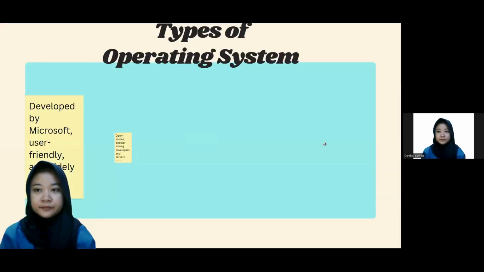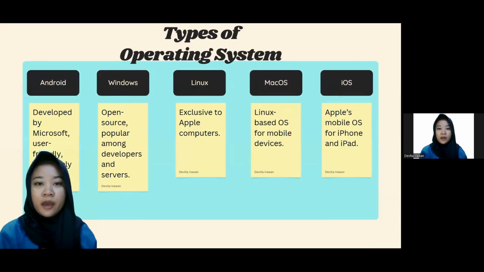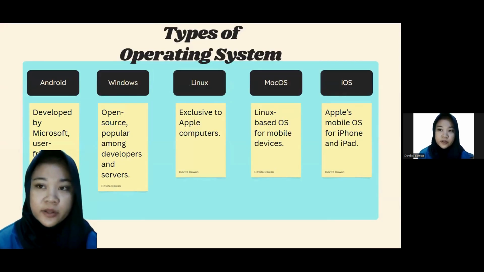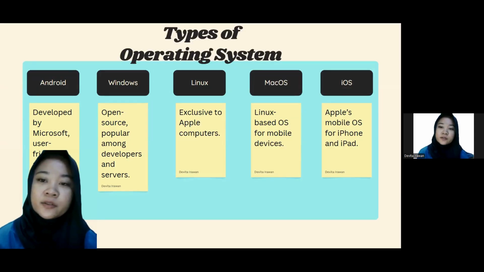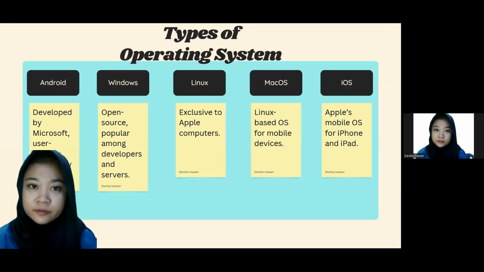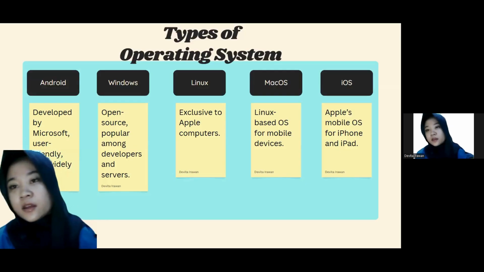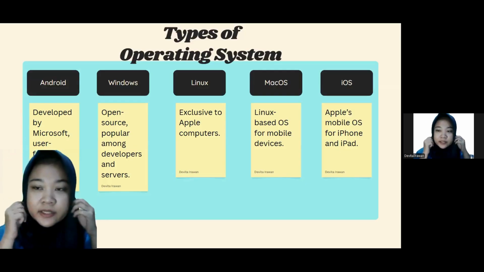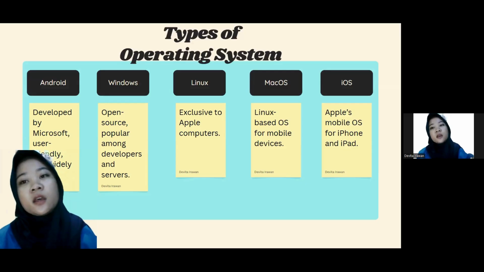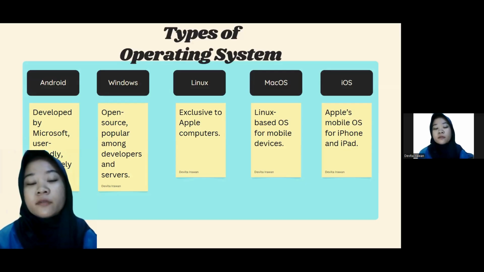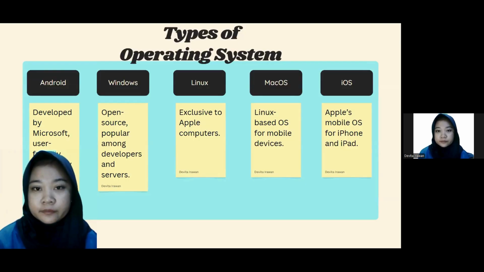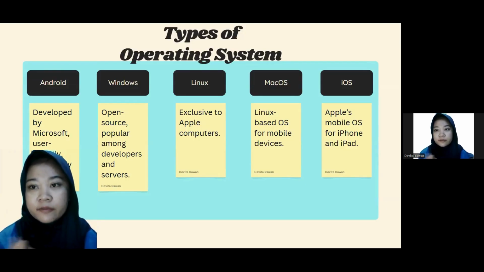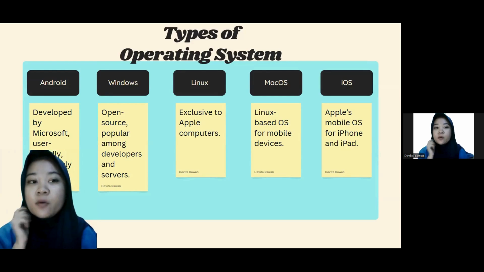Next slide. We have types of operating system. I choose 5 types amongst the many types of operating system out there. I choose the famous ones, the famous 5 operating systems in the world.